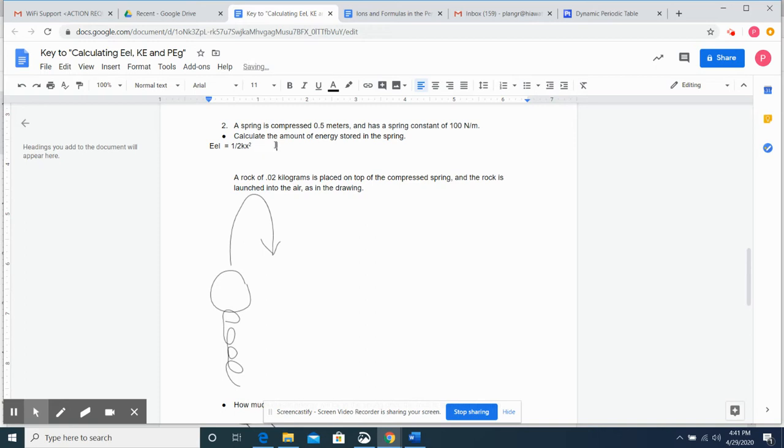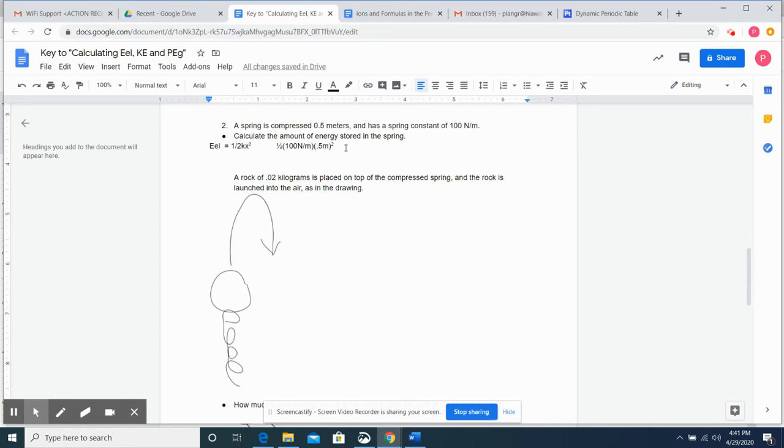So to go ahead and calculate that energy, it would be 1/2 times k, which is 100 newtons per meter, and then times x squared, which is meters squared. So 0.5 meters. And then that whole situation has to be squared, so I'm going to put it in parentheses and square it. All right, so there's our formula.